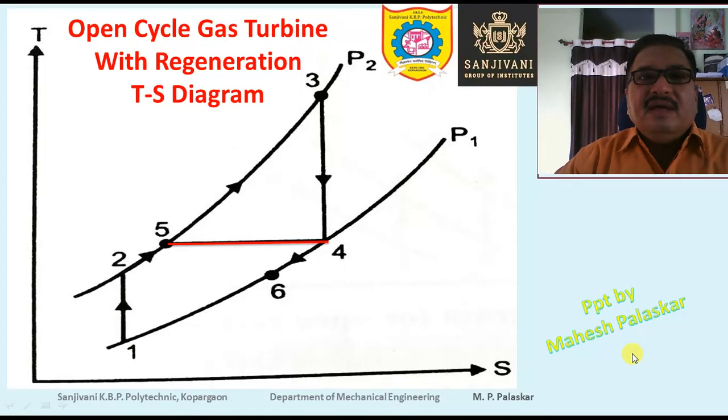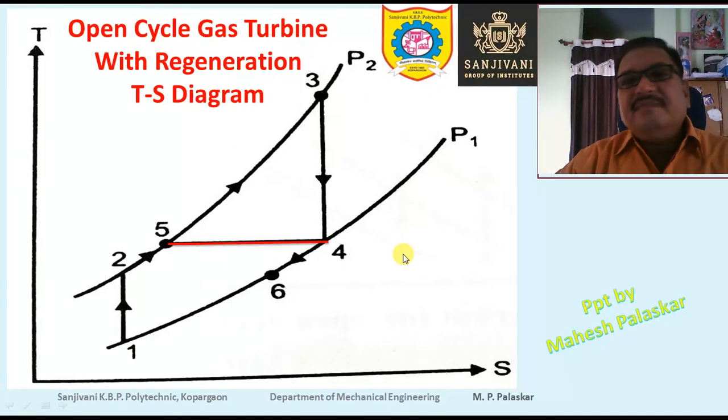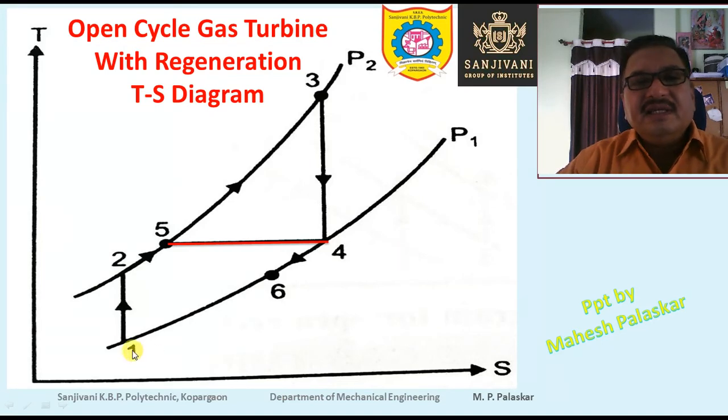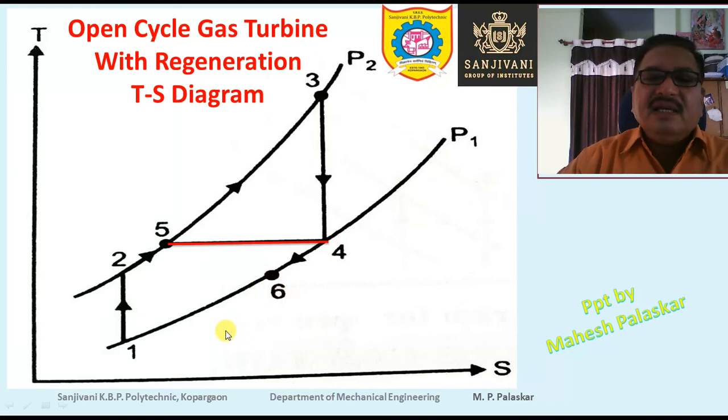Now this is one more diagram, TS diagram for regeneration. So already we have studied this diagram. This 1-2 is compression, 2-5 is preheating, then 5-3 is heat addition in the combustion chamber, 3-4 is expansion in the turbine, and 4-6 is cooling in the heat exchanger, and after 6 the gas will leave the unit. So that is the TS diagram of the open cycle gas turbine with regeneration.